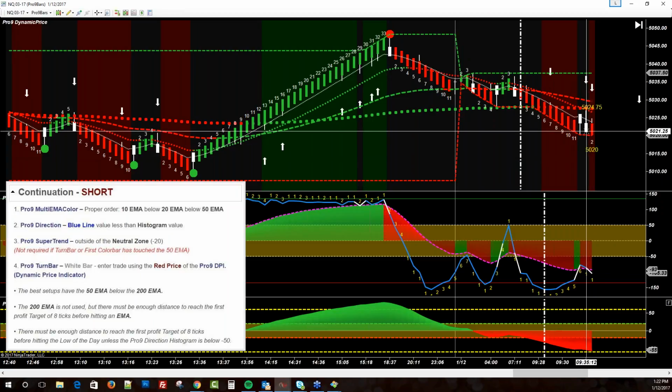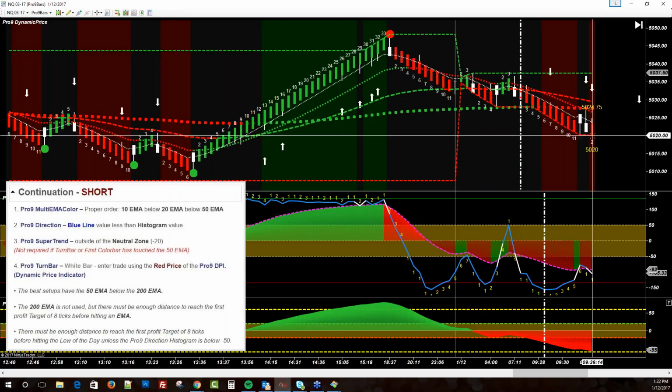Now, if we were being more cautious and we didn't enter on this turn bar, we could also enter on the first color bar as well. And we want to follow the same money management strategy. But after the first color bar plots, we're halfway to our profit target.